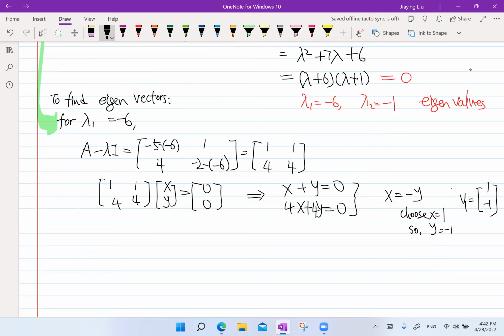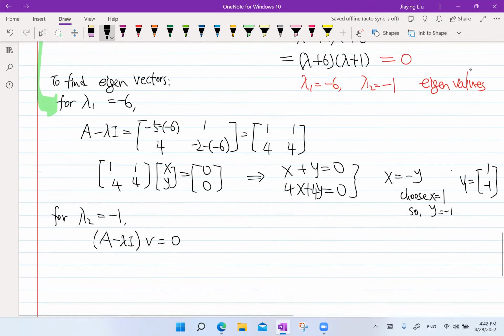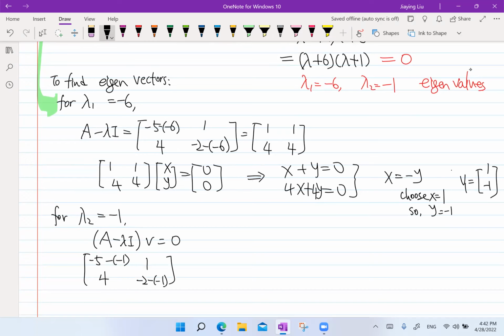So for lambda 2 equals -1, I'm going to be a little bit lazy. A minus lambda I times v equals 0. So A minus lambda I is going to be [-5 minus -1, 1; 4, -2 minus -1]. Just be careful when you subtract negatives. It's very easy to forget about a negative sign. Times (x, y) is equal to (0, 0).